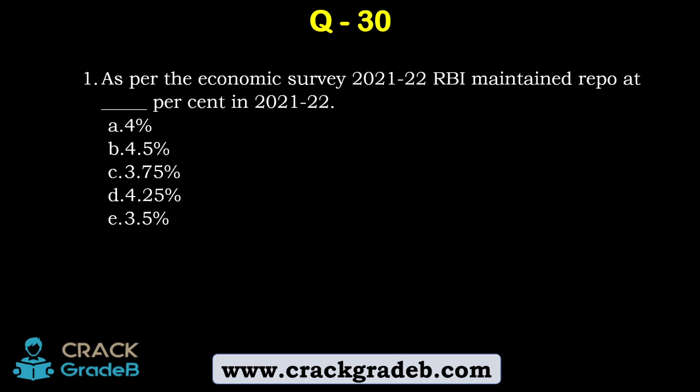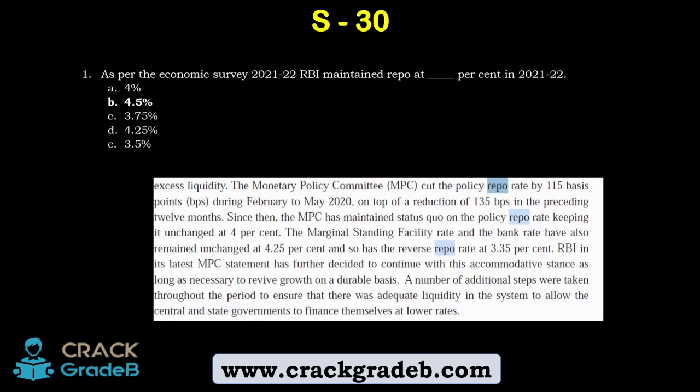As per the Economic Survey 21-22, RBI maintained repo at dash percent in 2021-22. 4, 4.5, 3.7, 4.25 or 3.5. The correct answer is 4.5, right? Okay. So there is a small error in marking the answer. So it's 4%, not 4.5%, right? It's 4%. Policy repo rate, keeping it unchanged at 4%.